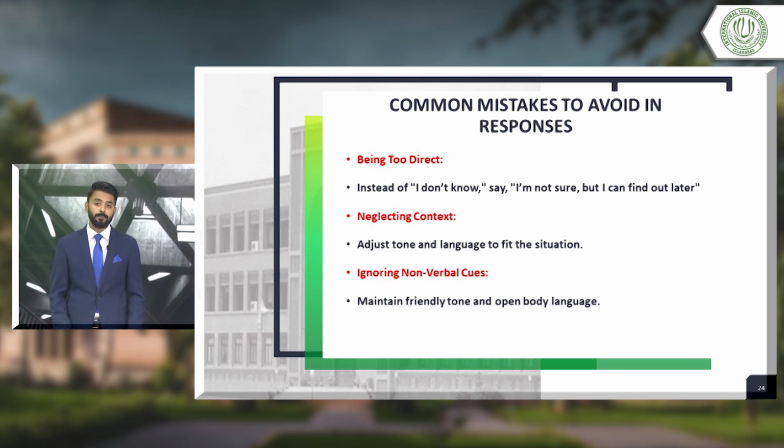The third is ignoring non-verbal cues, and again we have discussed this many times because it is very important. I want to explain it again and again, so that when you complete this lecture, you know the importance of these non-verbal cues. While you are responding, you must focus on your non-verbal cues as well.